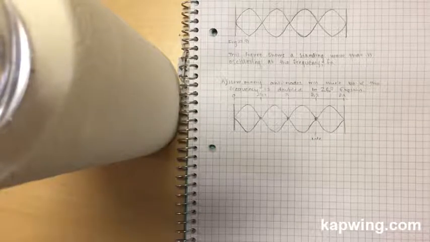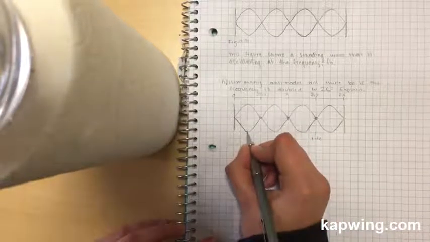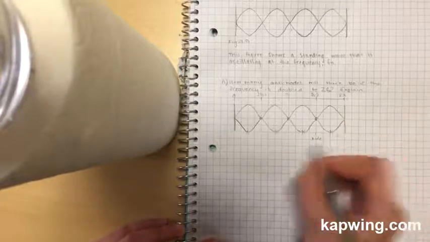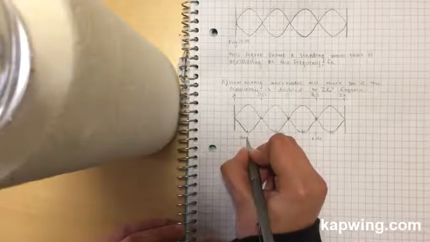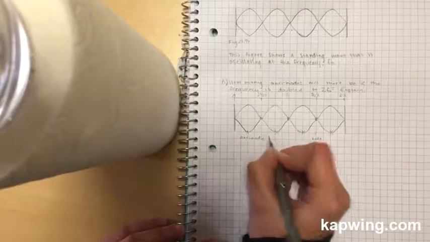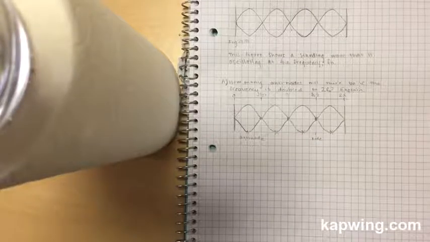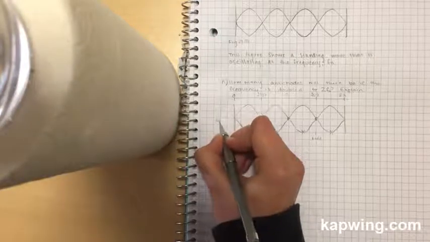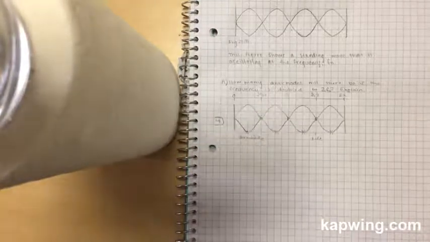The antinodes occur halfway between the nodes and are the points at which the particles in a given medium will oscillate to their maximum displacement. So these points right here are our antinodes. In our original wave, there are 4 antinodes.